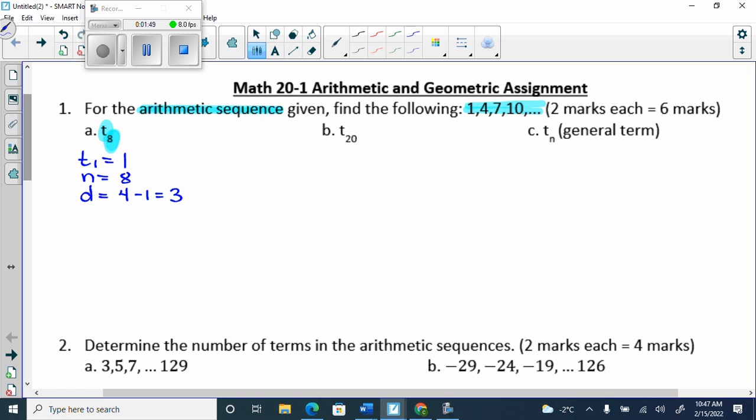And they want me to find T8, which is technically like finding Tn with an 8 in it. Correct? Easiest question you could possibly get on the test, because you literally fill it in, type in your calculator, and you have an answer. So you hope for these ones. So we know our formula. It's on the formula sheet. It's the very top one. It's Tn equals T1 plus (n minus 1)d.